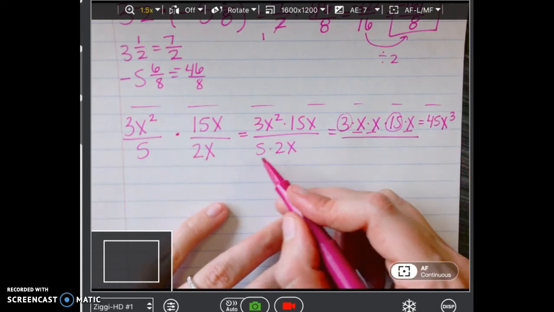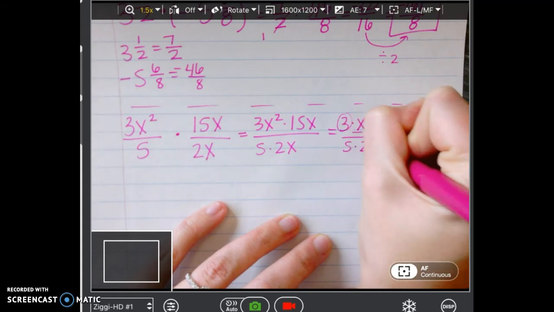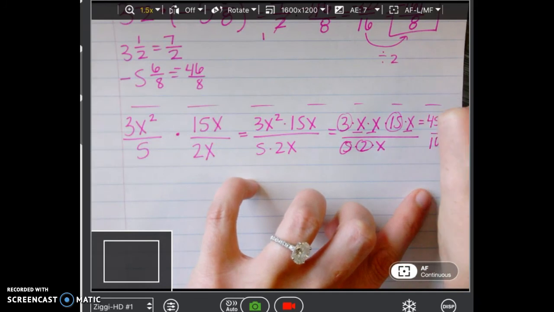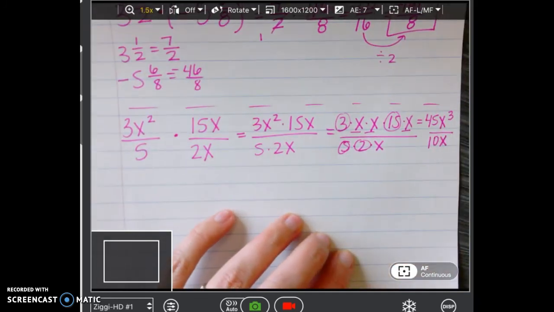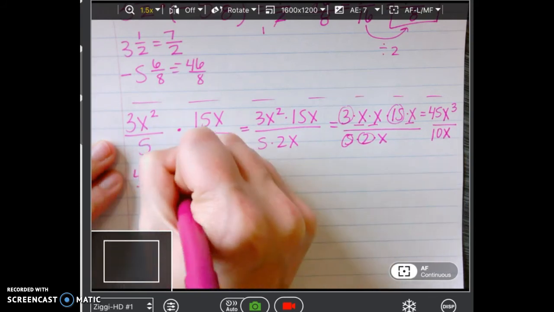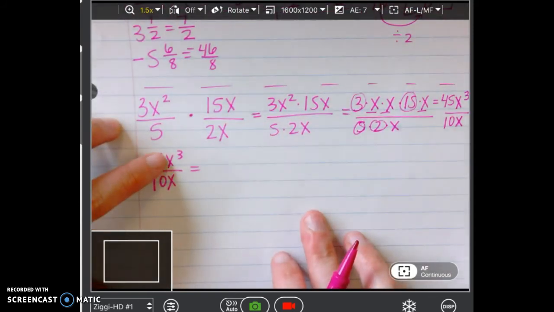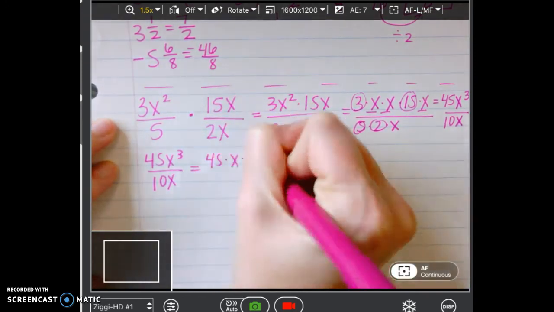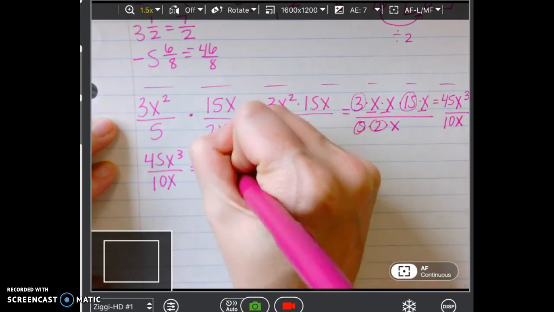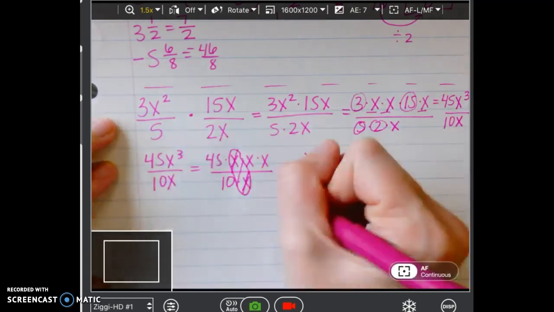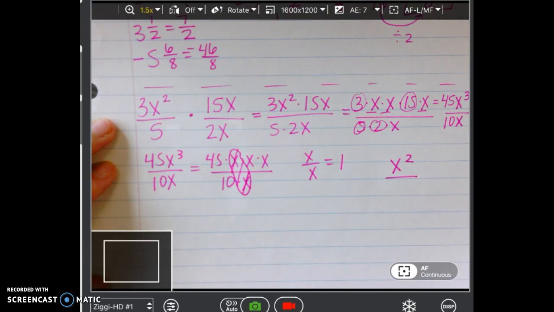Now in my denominator, I have 5 times 2x, which really means I have 5 times 2 times x. So I can do 5 times 2, which is 10, and then I have my x. Once I combine my numerators and denominators, I see if there's anything else I can do to simplify. I have 3 x's in my numerator and an x in the denominator, which means I can cancel out one of those x's in the numerator with the x in the denominator, because x over x equals 1. So those will cancel out, and I'll be left with x to the power of 2 in the numerator.